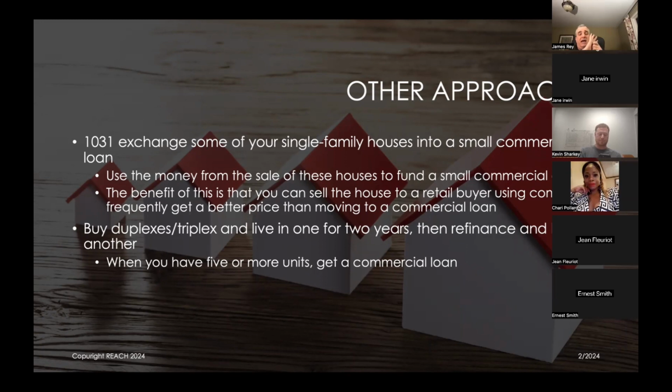Fannie Mae actually has, and I've got to go look it up because a guy told me about it a year ago, Fannie Mae loans for fourplexes, where if you live in there for a year, they will give you standard residential rates, which are usually a little bit cheaper than commercial rates.